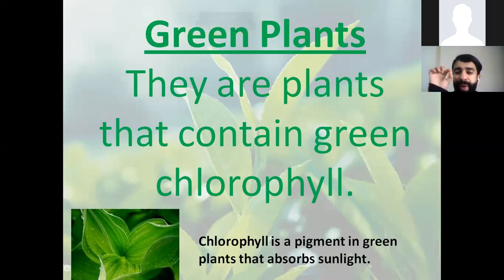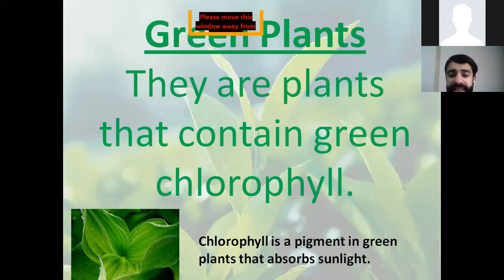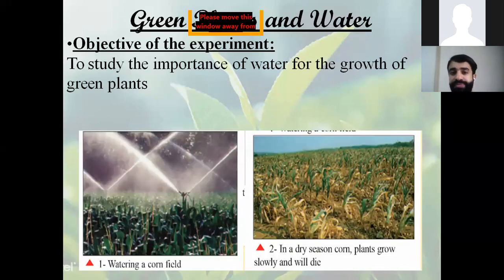So chlorophyll is a pigment, its dots inside the plant cannot be seen by the naked eye. They are seen under the microscope and they allow the plant to absorb the sunlight. That's why the green color will appear. So the green plants are plants that contain this chlorophyll.